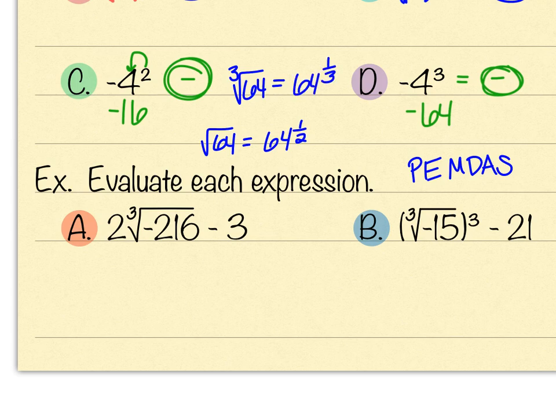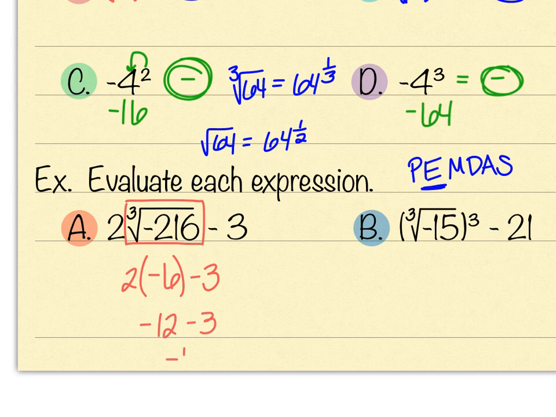So again, I'm going to do my cube roots where I would normally do the exponents in my order of operations rules. So that means in example A, I'm going to cube root negative 216 before I do anything else to this problem. And the cube root of negative 216 is negative 6. And I copy down everything else as I funnel my work down. Multiplication would happen next. Negative 12 is what 2 times negative 6 is. And then negative 12 minus 3 is negative 15.